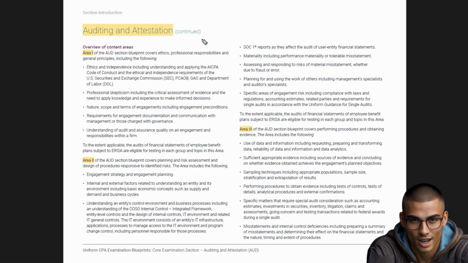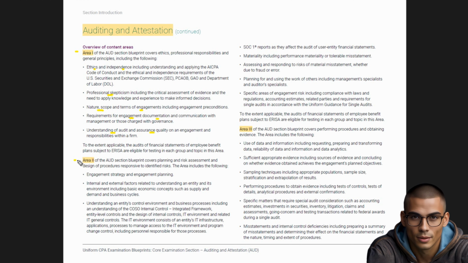So taking a look at each of these areas in more detail, for area 1, it's going to include the following: ethics and independence, professional skepticism, nature, scope, and the terms of engagements, the requirements for engagement documentation, and understanding of audit and assurance quality.